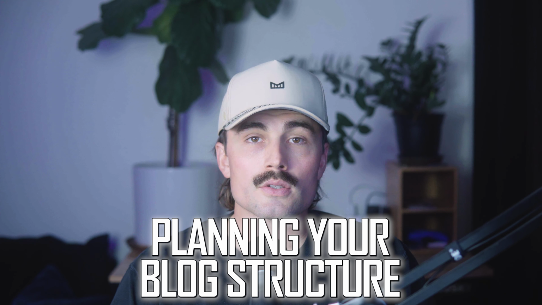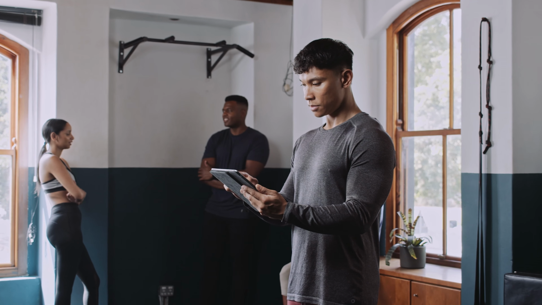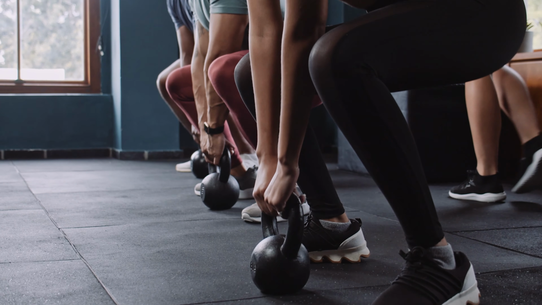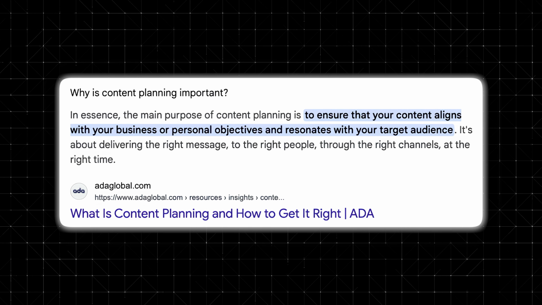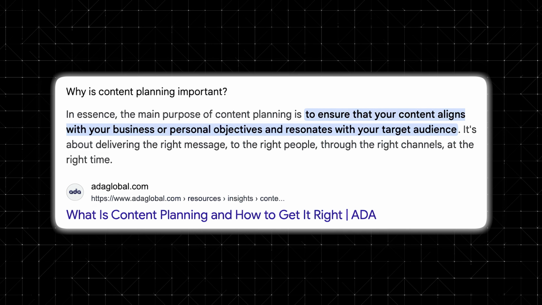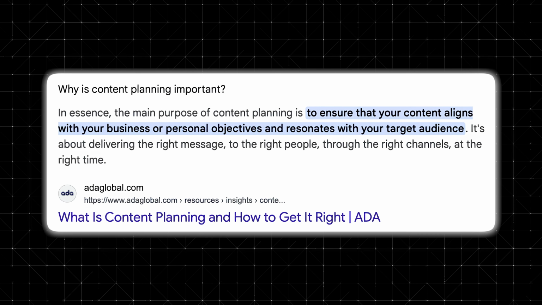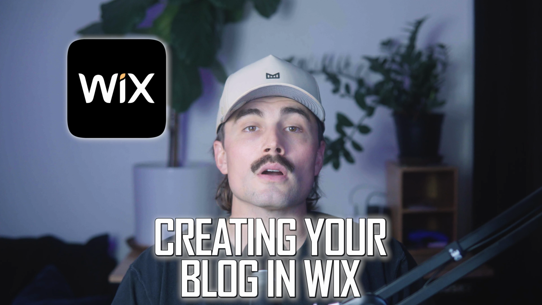Planning your blog structure. Before you start building anything, take some time to plan. Think about your blog's niche and the main topics that you'll cover in it. For example, if you're blogging about wellness, your categories might include nutrition, fitness, mental health, and lifestyle. Planning this structure ahead of time makes it easier to stay organized and allows new readers to find what they're interested in quickly.